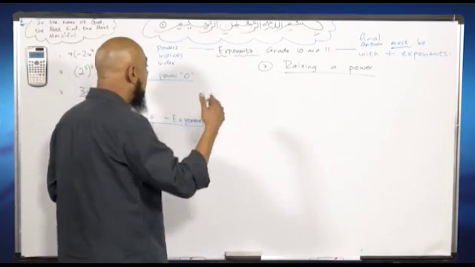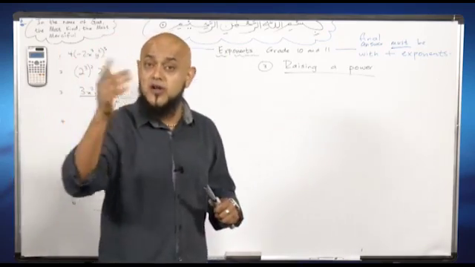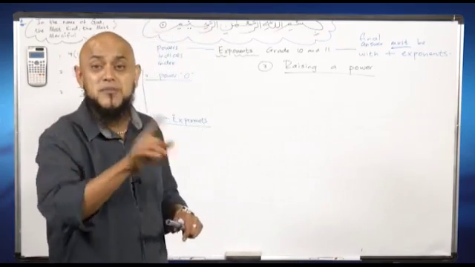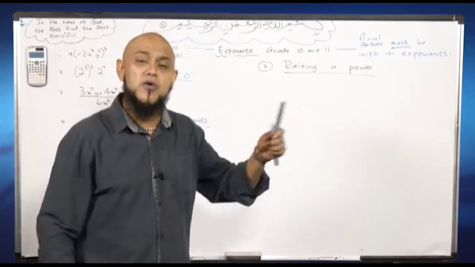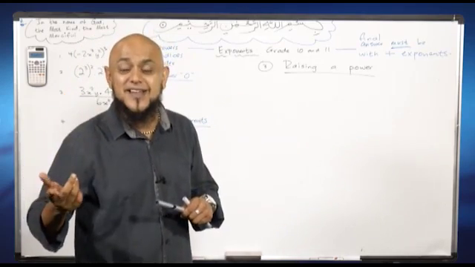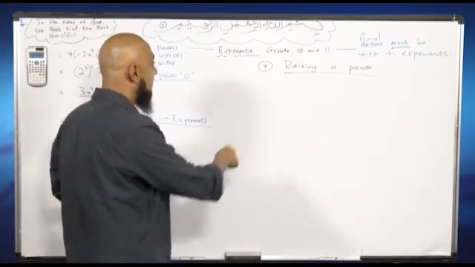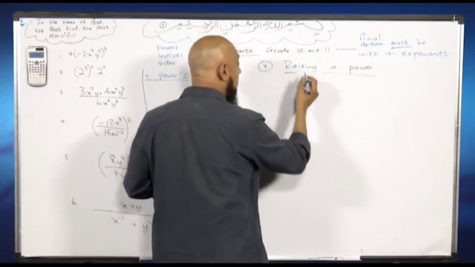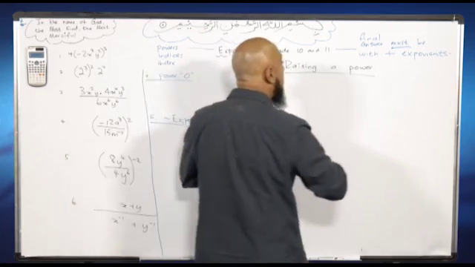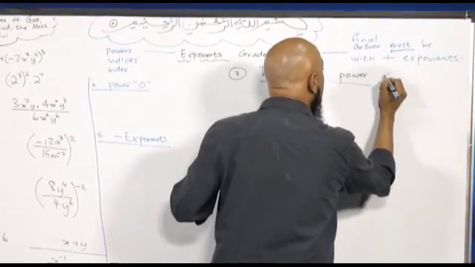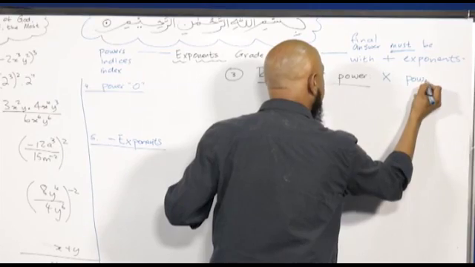We ended off with division. Let's quickly recap. When you multiply and bases are the same, you add the powers. When you divide and bases are the same, you subtract the powers. Now we're doing raising a power to a power. So when you raise a power to another power, you multiply the powers.